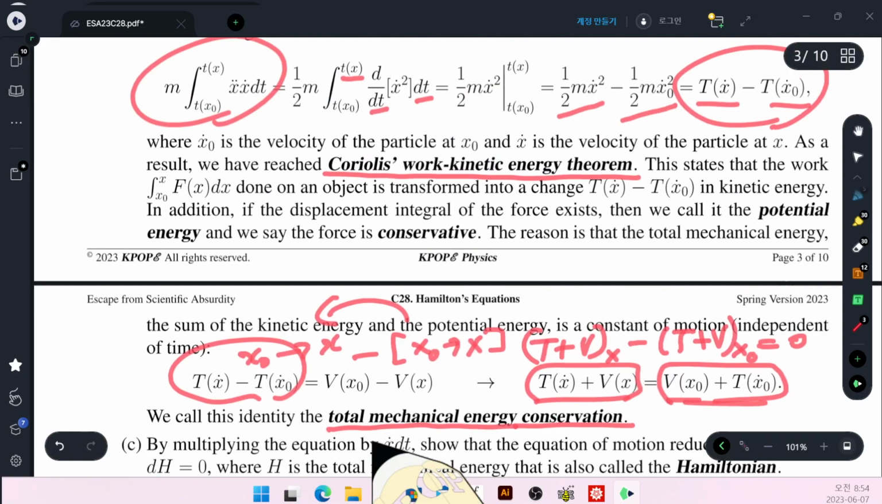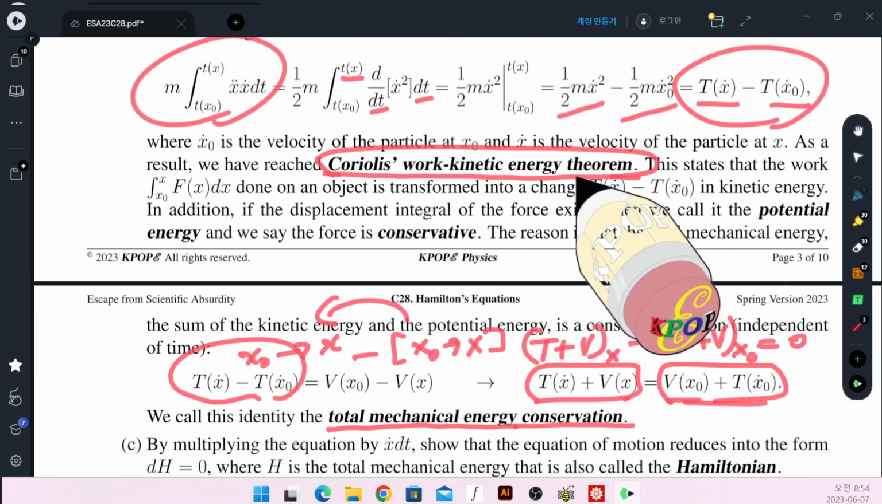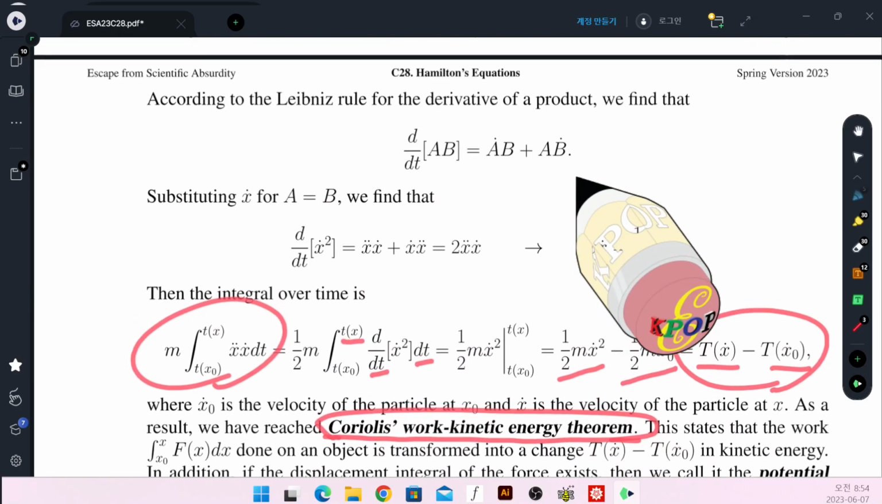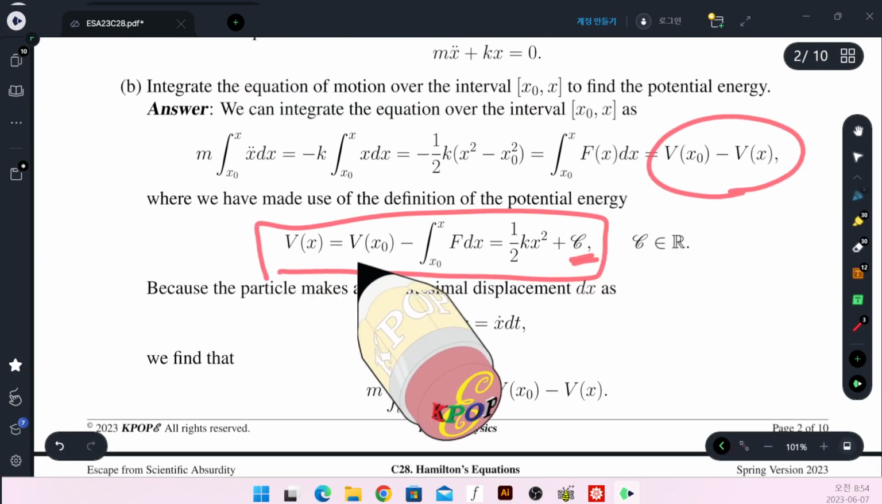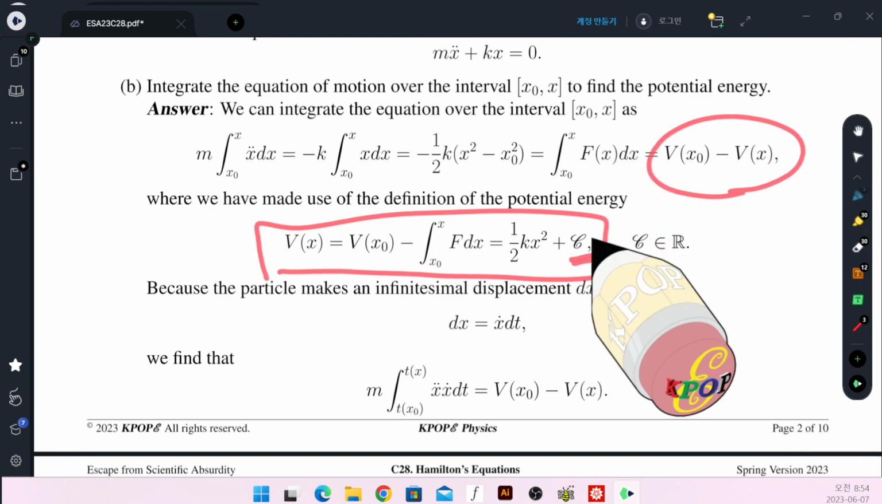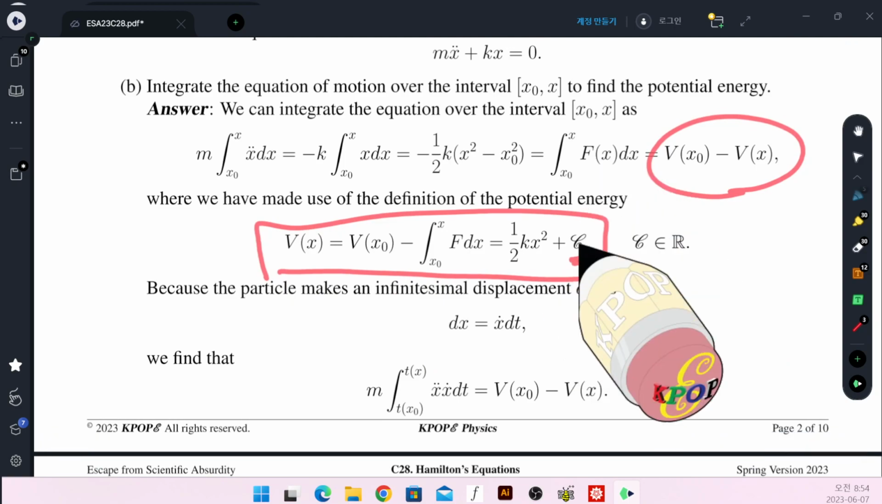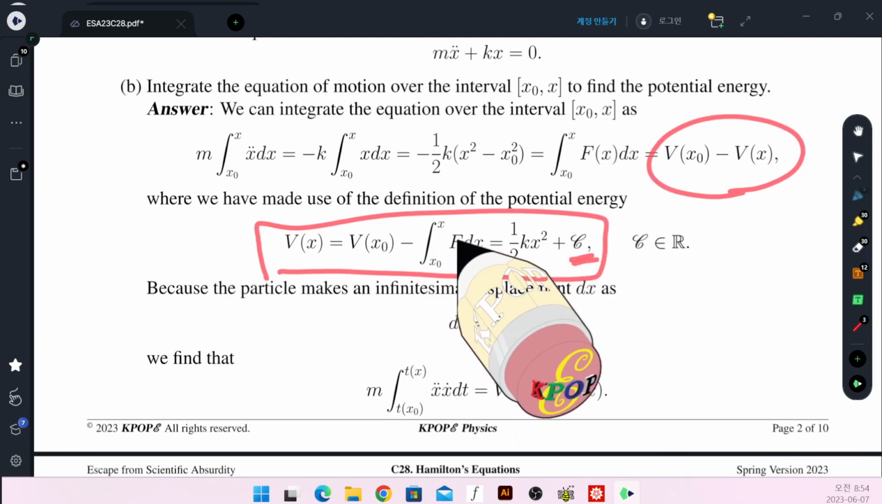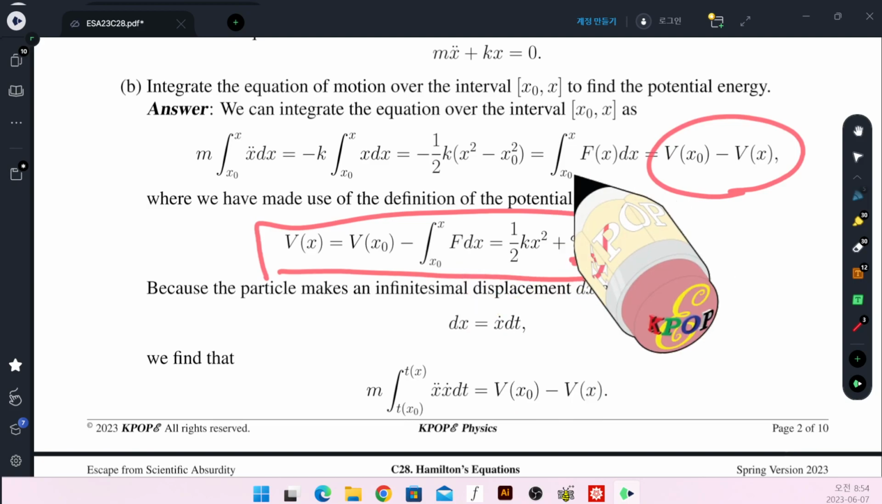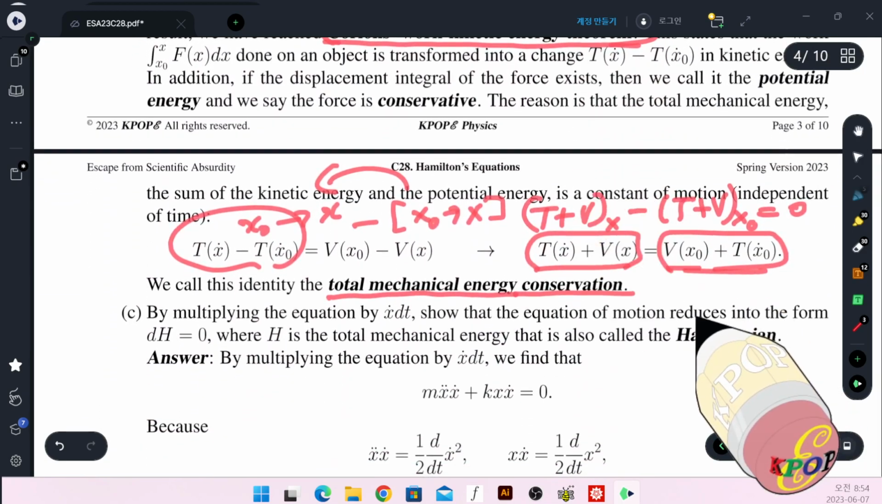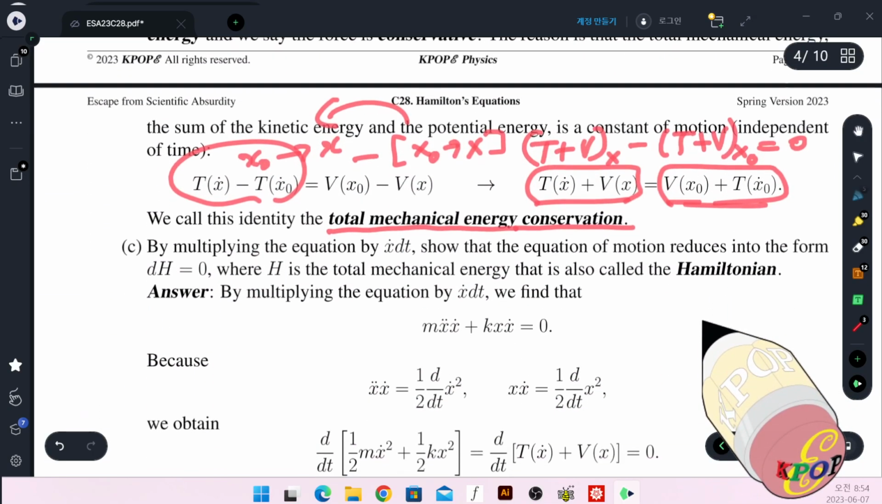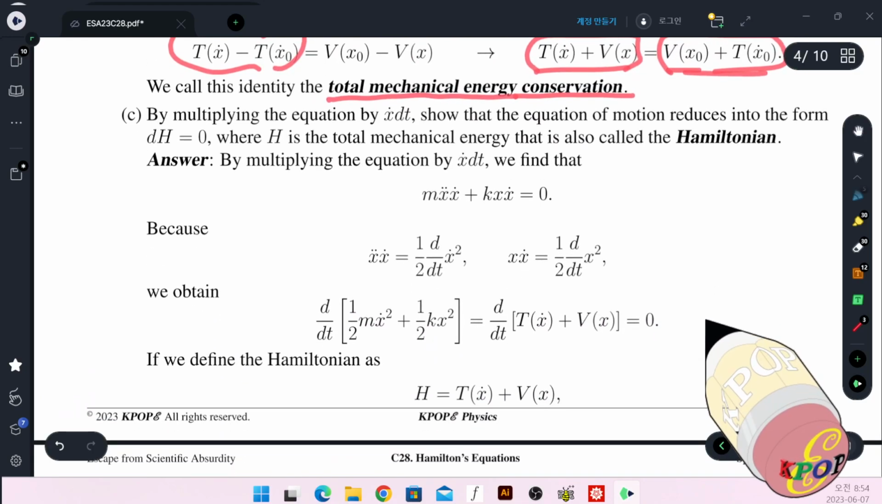The work-kinetic energy theorem is valid in any case. However, it is not always true that the work done by some force is expressed as a conservative force as an integral. It is only so if it is a function of position. So the definite integral is well defined. In that case, the total mechanical energy is conserved.